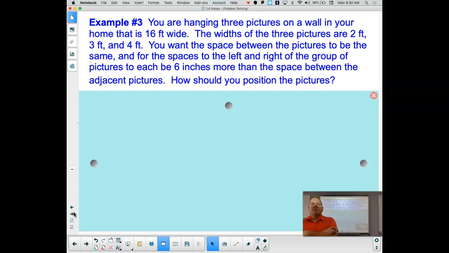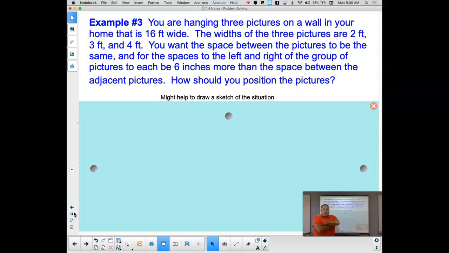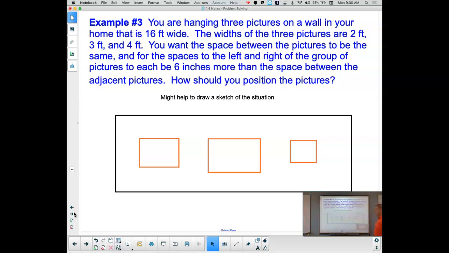Okay? So, probably one of the better things for you to do, and you can do at any point in time that it's applicable, is it might help you to draw a picture of the situation. So what you're doing is you're looking at a wall. And on that wall, we're going to hang 3 pictures. Okay? So it's going to look something like this.